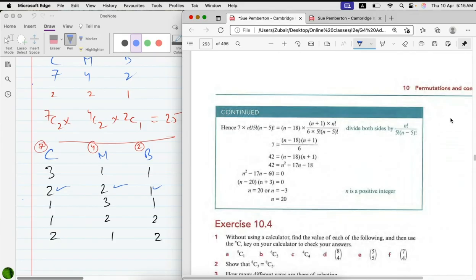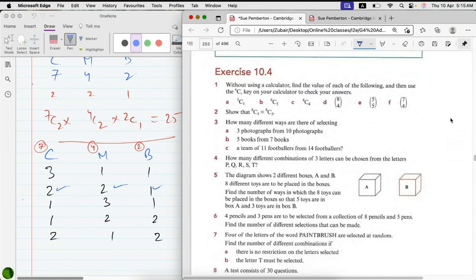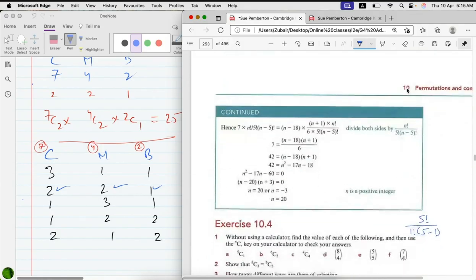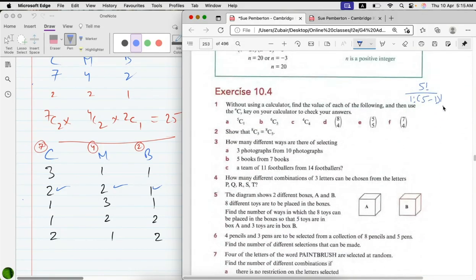Okay, the first one says without using a calculator, find the value of each of the following. This exercise is actually simpler than 10.3, the permutation one. So 5C1 is 5 factorial over 1 factorial into (5 minus 1) factorial. This was the general formula. 5 minus 1 is 4. So 5 into 4 factorial, the 4 factorial cancels out, and I'm left with 5 only. So 5C1 is 5.